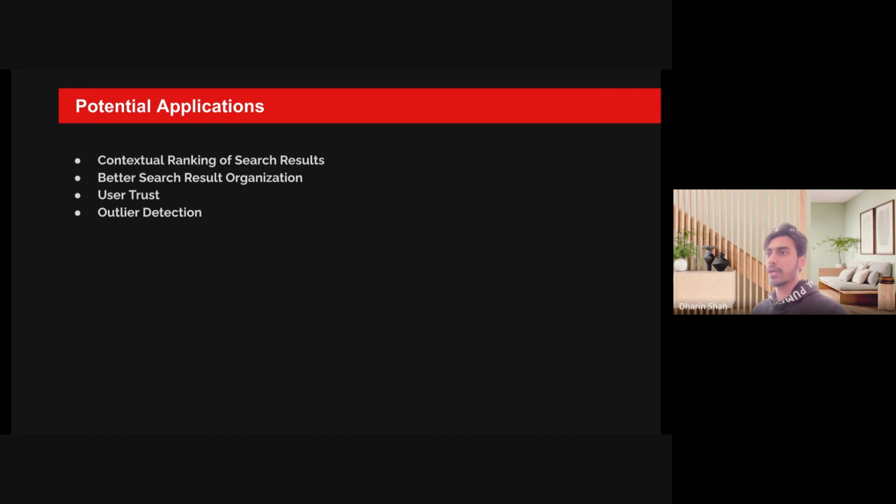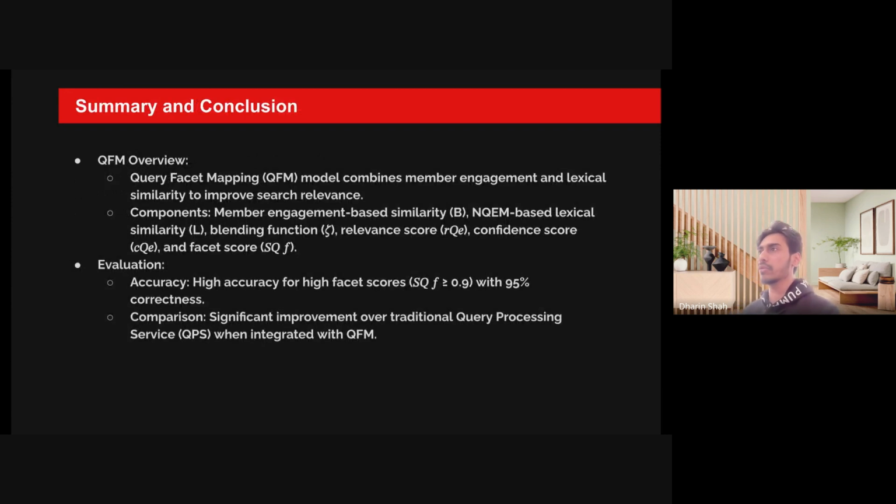It would remove those items even if there is some bias attached to those queries for relevance, and provides a better relevant ranking. That's the potential applications. And now the summary, as I mentioned, you can of course go ahead and read, but just summarizing, the QFM model is essentially a combination of lexical match, confidence scoring logic for the entities for each facet, and the engagement data that Netflix uses.